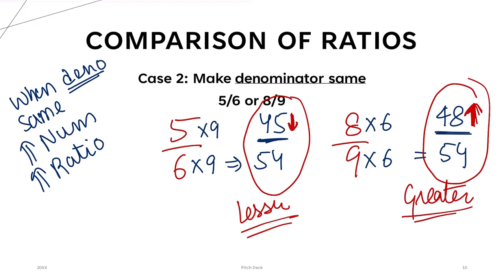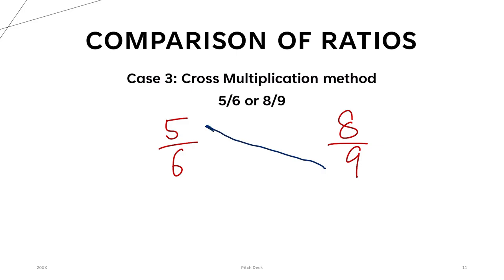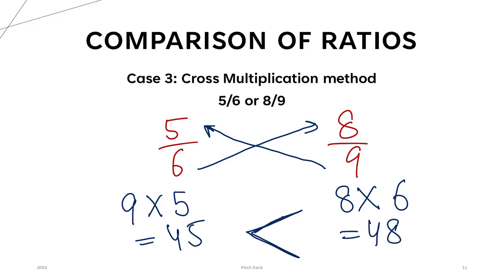Second case is done. Now moving on to the last case, I have 5 by 6 and 8 by 9. They are asking which one is greater. Do the cross multiplication method. Multiply this by this, and this by this. So 9 into 5 will come on this side, 8 into 6 will come on the other side. 9 fives are 45, 8 sixes are 48. So this will be greater, so the right ratio will be greater. I hope this is clear.